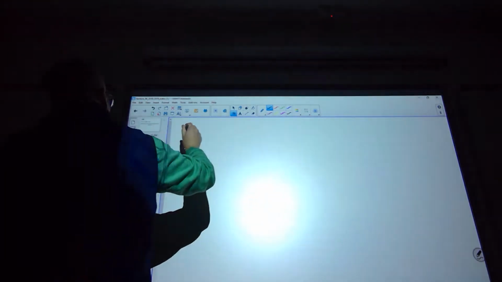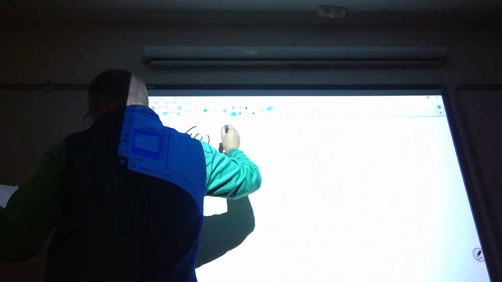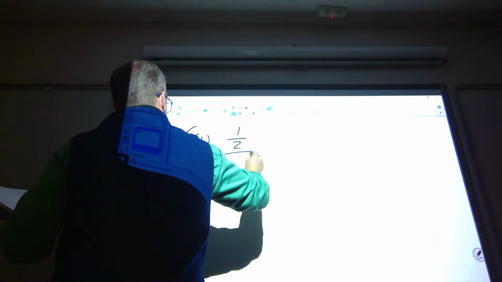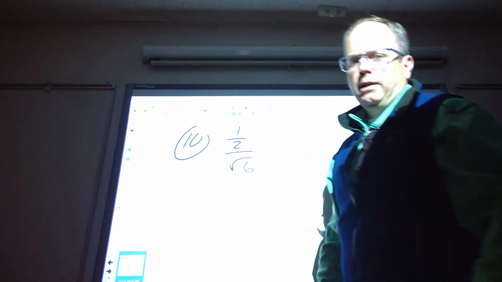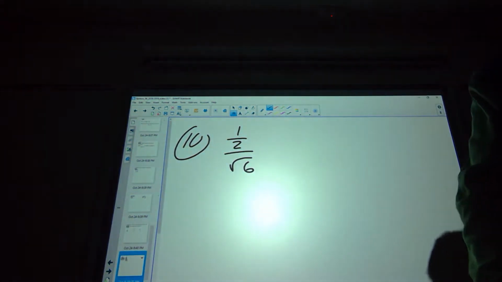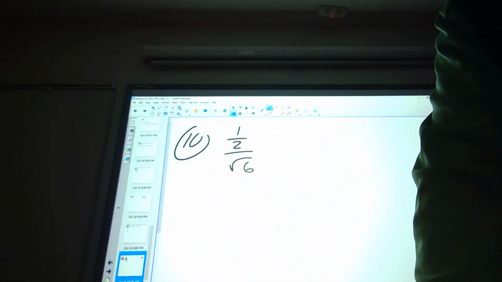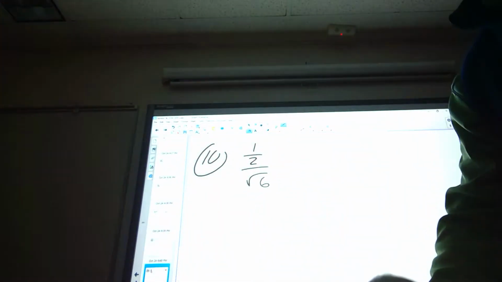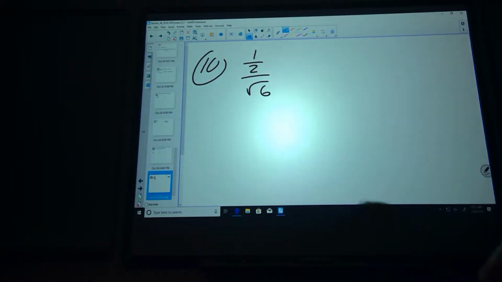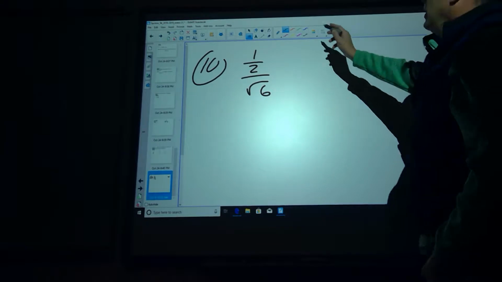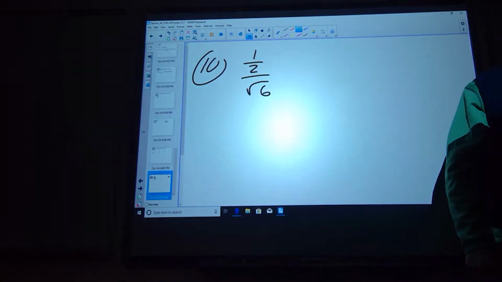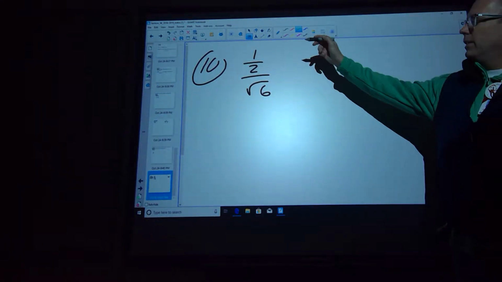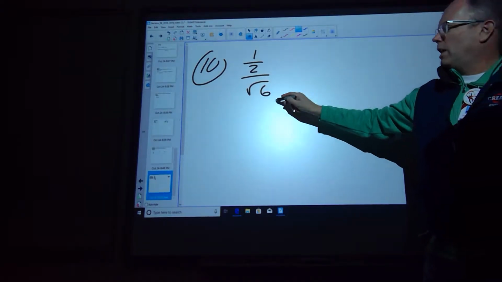Fast forward through your notes. Number 10, you said? Number 10, we have 1/2 over root 6. These are always everyone's favorite. Doesn't matter what class you're in, everybody hates when we pull this three terms of a fraction garbage. We're just mean people, we like to give you this kind of stuff. All right. This is how I'd always approach this kind of problem. So I would just do this.